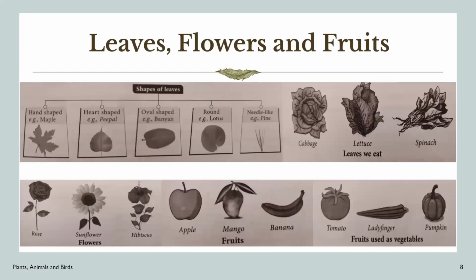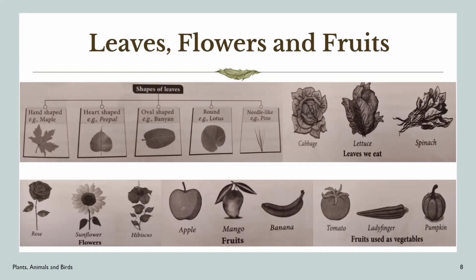Now we have leaves, flowers, and fruits. Now, there are various shapes of leaves. You all might be living in some society or apartment. You might be seeing your gardener, who is doing an excellent job to keep your society beautiful. You might be seeing so many plants which they are always decorating. And all of them have different leaves.